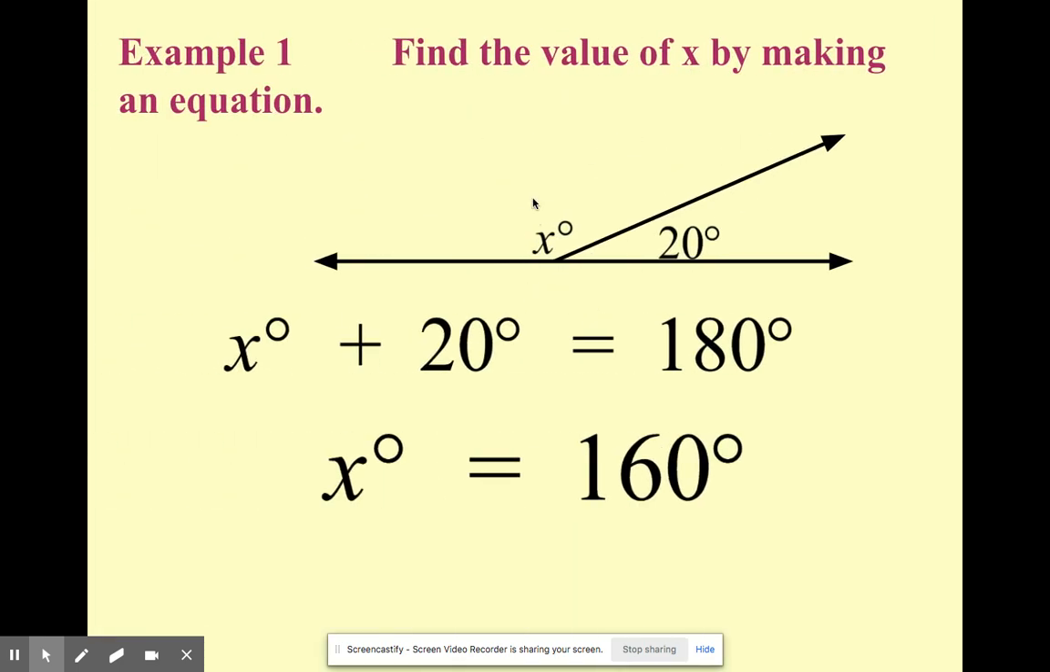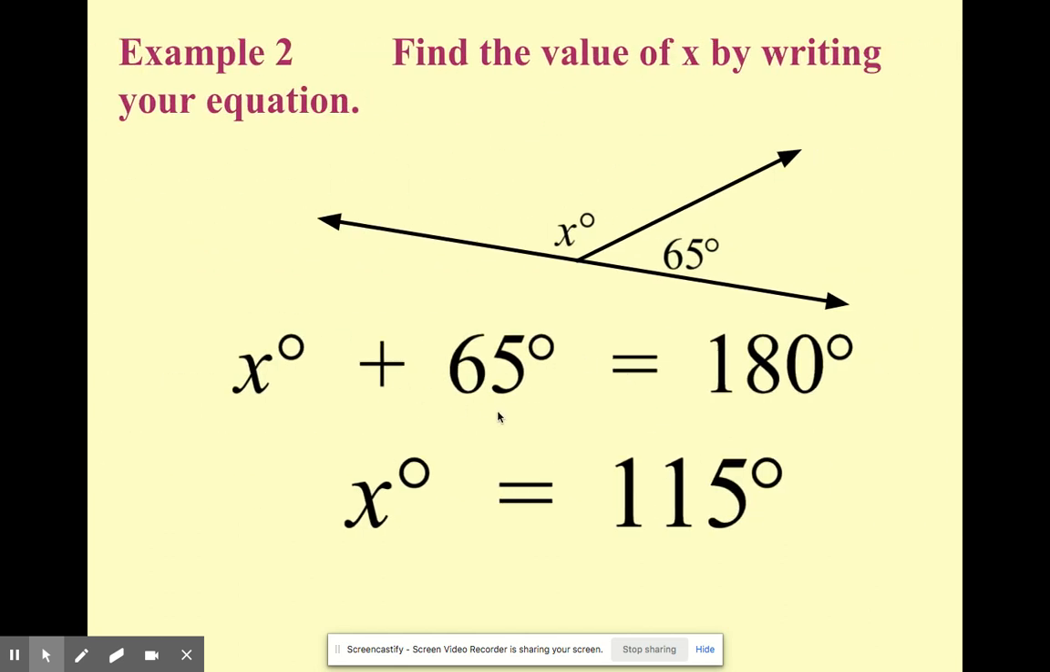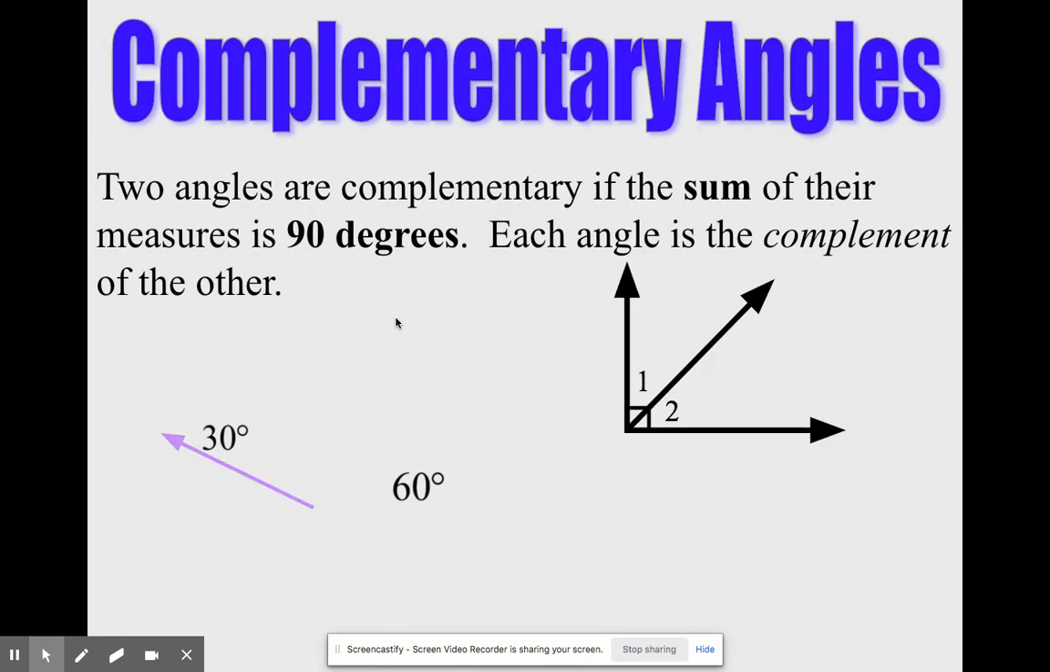Our first example, you might get something like this. This is an easier one where you just do x plus 20 equals 180, and then you subtract 20 on both sides to know that x equals 160. But then we can go a little bit more extreme and keep building on to more difficult problems.